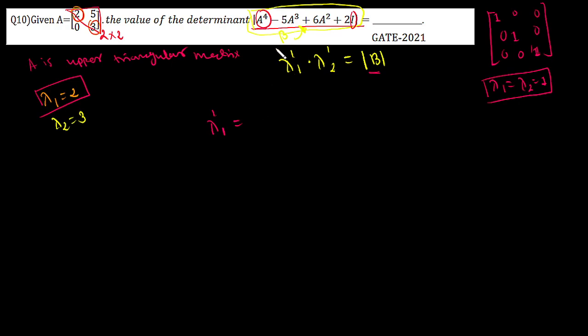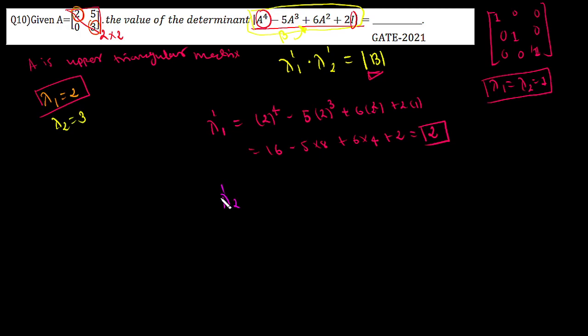Now replace this A with 2. So I can say 2 to the 4th power minus 5 times 2 cubed plus 6 times 2 squared plus 2 times 1. Let's simplify it: 16 minus 5 multiplied by 8, plus 6 multiplied by 4, and plus 2. If you simplify it algebraically, you end up with 2, which is the first eigenvalue for this matrix B.